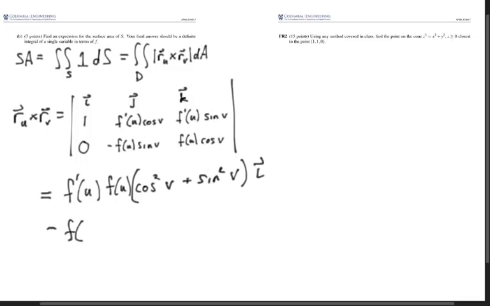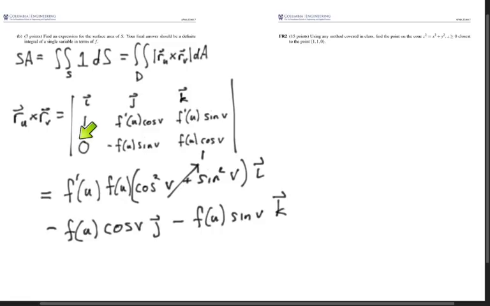But I get something familiar. I see that the cosines cancel out and the sine squareds cancel out to give us 1. The other terms are a little bit easier, j and k, since we have a 0 down here. We just get one term in each. Both with the negative sign: f(u) cos v for j, f(u) sine v for k.